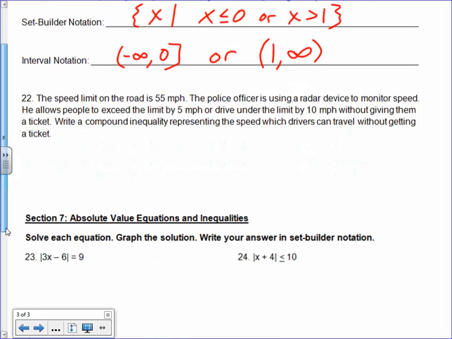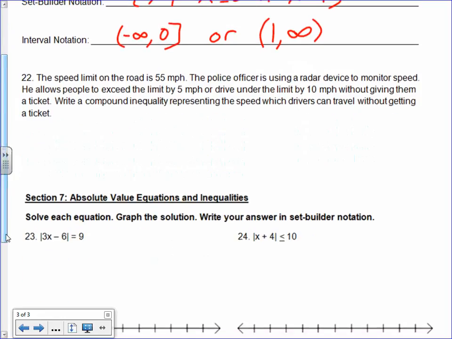All right, now 22. The speed limit on the road is 55 miles an hour. The police officer is usually using a radar to monitor speed. He allows people to exceed the limit by 5 miles per hour or drive under the limit by 10 without giving them a ticket. So write a compound inequality representing the speed at which drivers can travel without getting a ticket. So if your speed, we'll say x is your speed.